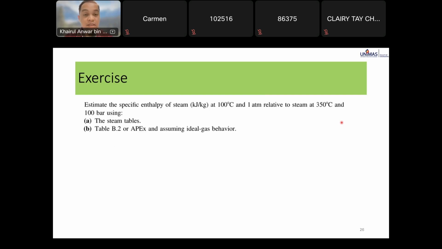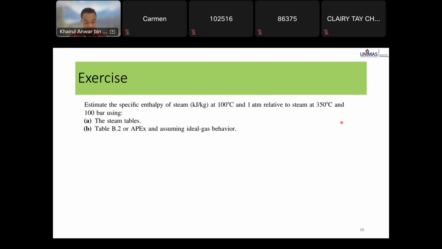Estimate the specific enthalpy of steam at 100 degrees C and 1 atm relative to steam at 350 degrees C and 100 bar using the steam table. Next is using the table B2. So for steam table, the table starts with table B3, so B5. So since this is based on 100 degrees C, use the table B5. Easy.